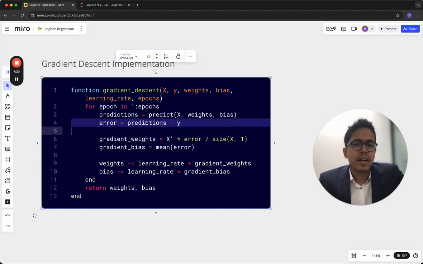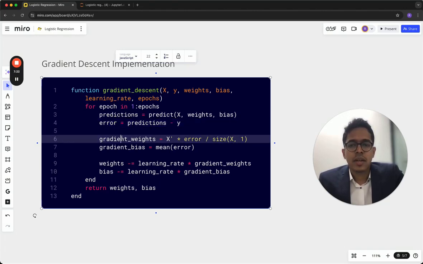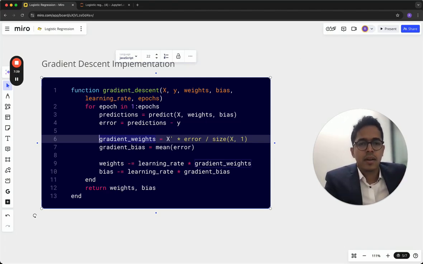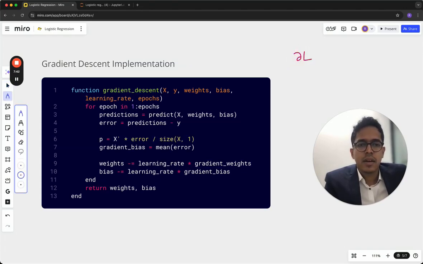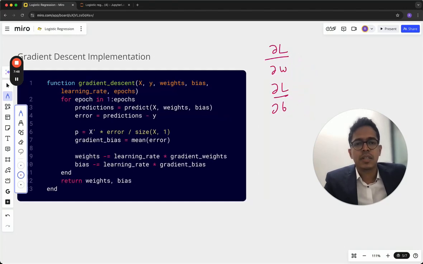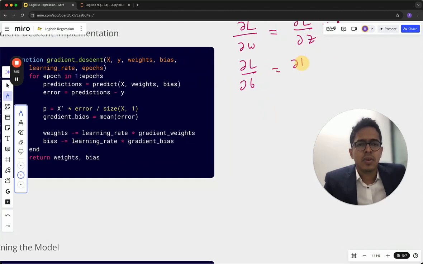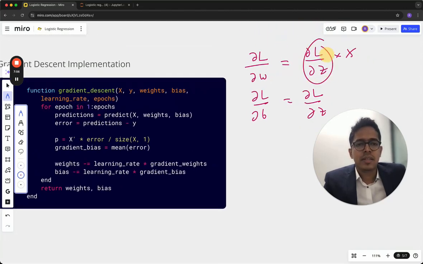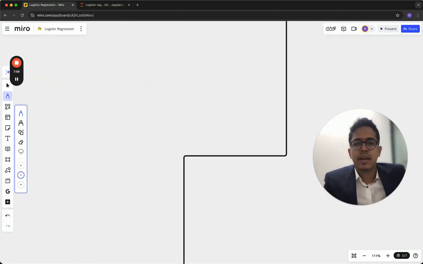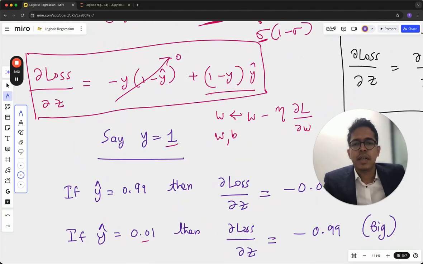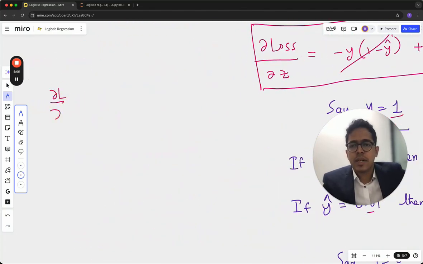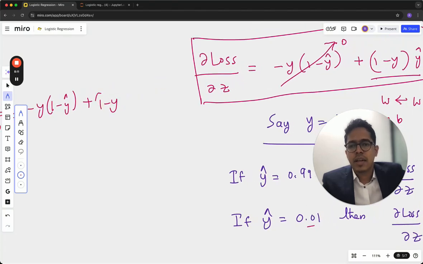Now here you might be wondering where this came from. The gradients, dou loss by dou w and dou loss by dou b, were defined such that this is equal to dou loss by dou z times X, and this was equal to dou loss by dou z itself. Now, what is this? Dou loss by dou z, we had calculated for cross entropy loss. It was of this form: minus y times 1 minus y cap plus 1 minus y times y cap.